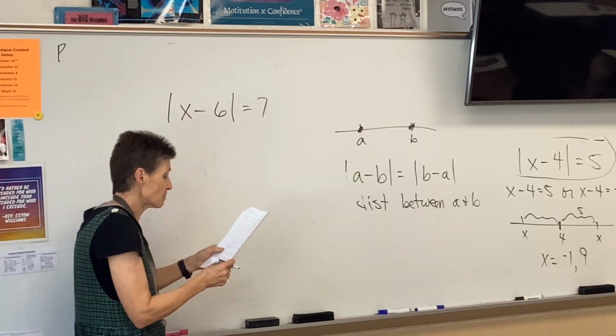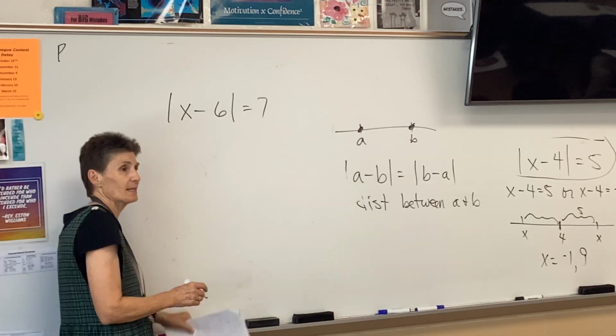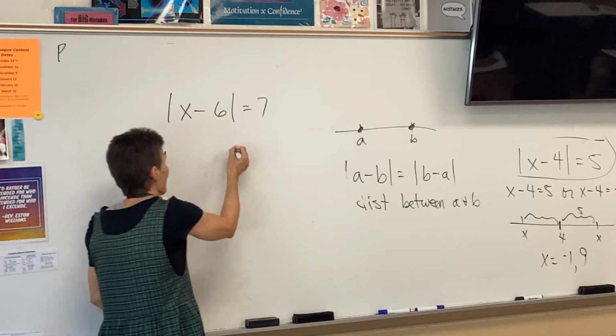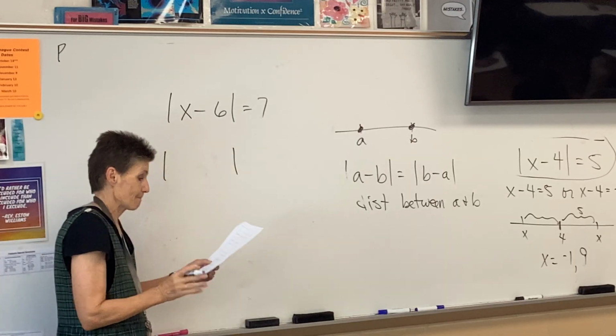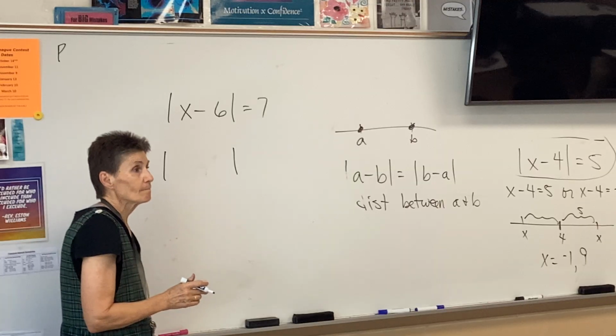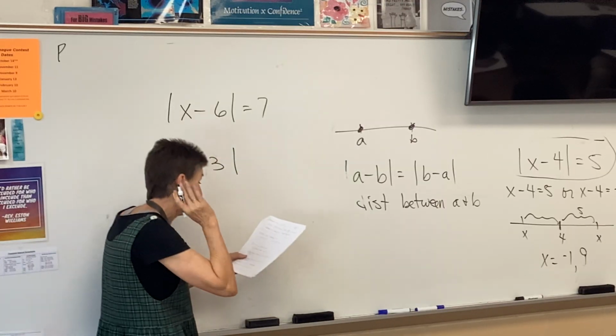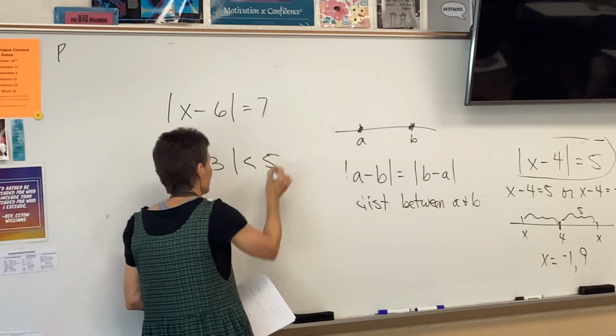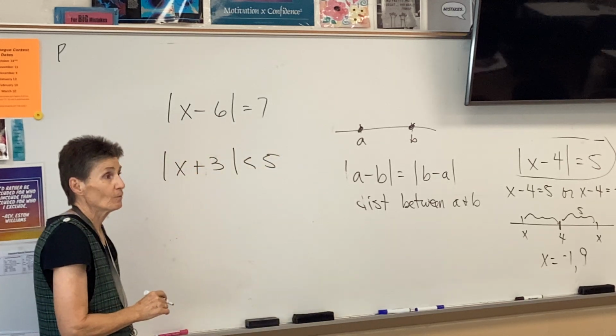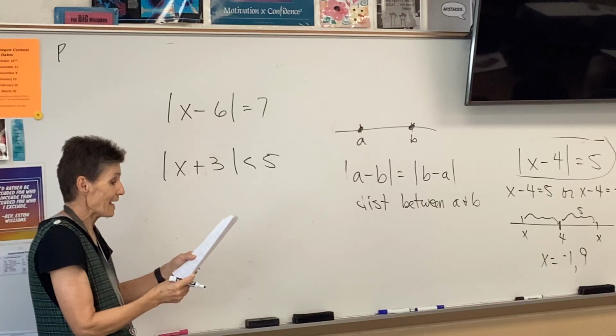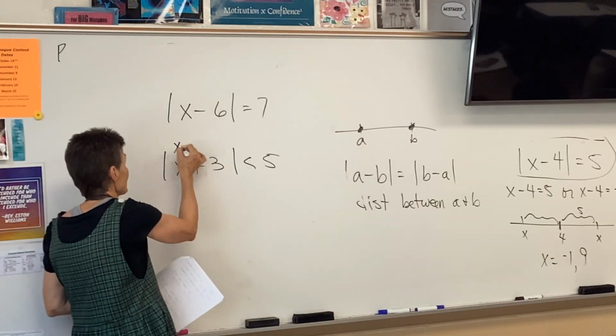All right, the distance between negative 3 and x is less than 5. What's that one look like? |x plus 3| is what? Less than 5. Perfect. Beautiful. The distance between x and negative 3, so x minus negative 3.